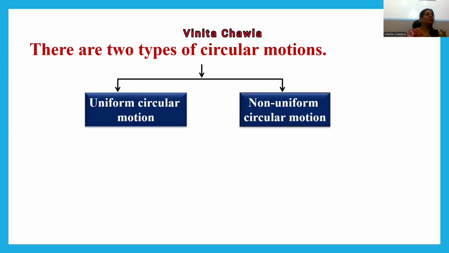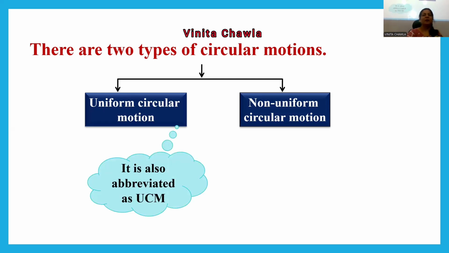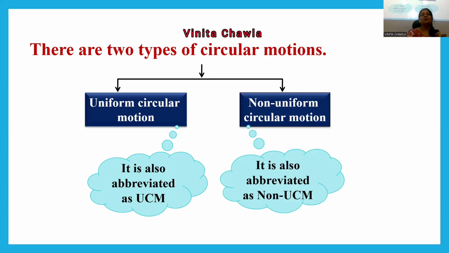But if the speed is variable, if the object moves in a circle with variable speed, then it is called non-uniform circular motion. Sometimes, we write like this. It is also abbreviated uniform circular motion as UCM, and non-uniform circular motion is abbreviated as non-UCM. Okay, we write UCM for uniform circular motion. Clear?